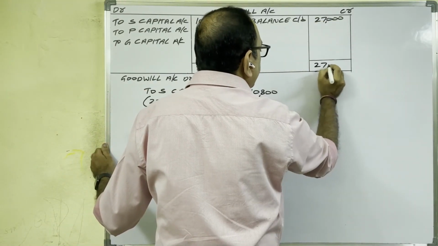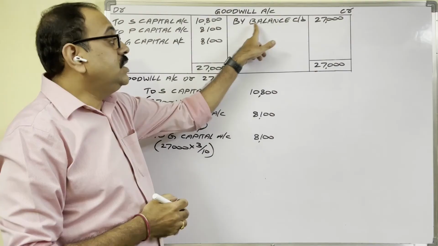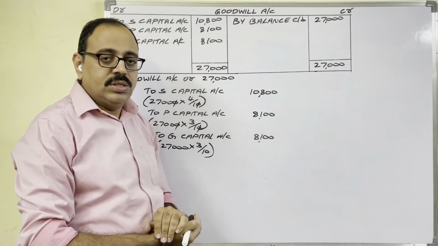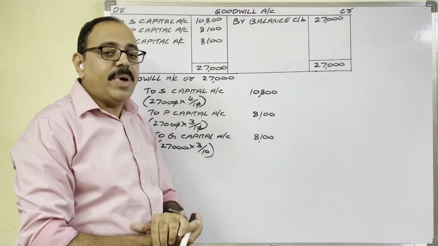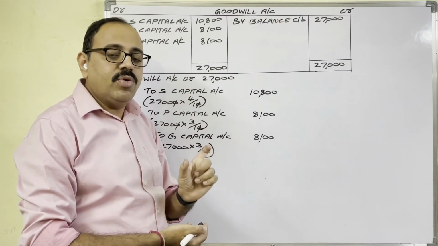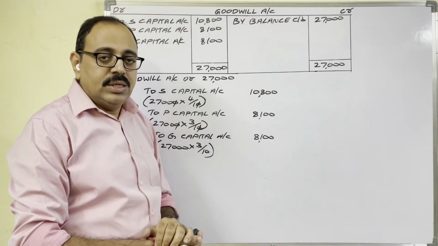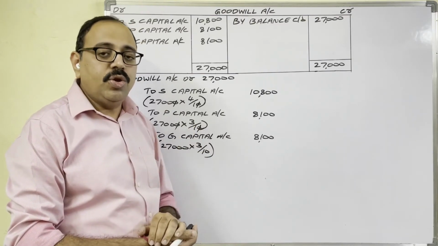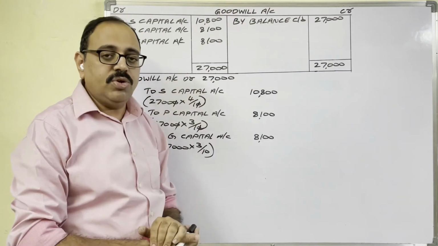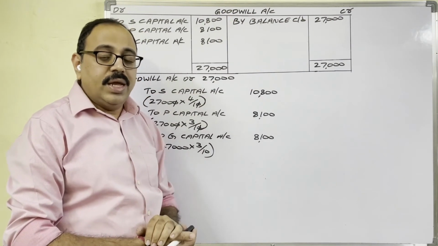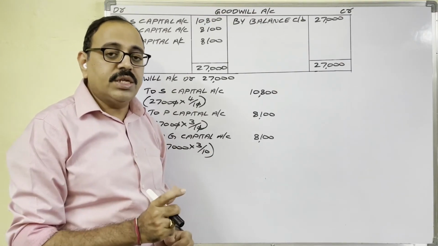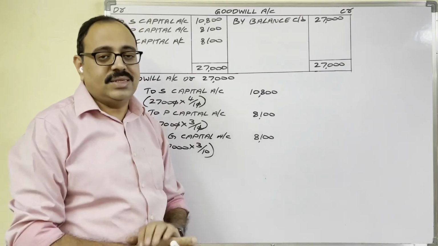Total same. In goodwill account, there is balance carried down. Means goodwill account is not closed. So it is showing a debit balance. Debit total is more than credit total, no? This is an asset. So in the new balance sheet asset side, we have to show goodwill 27,000 rupees. So remember, in the revaluation method of goodwill adjustment, goodwill amount appears in the new balance sheet under the asset side.